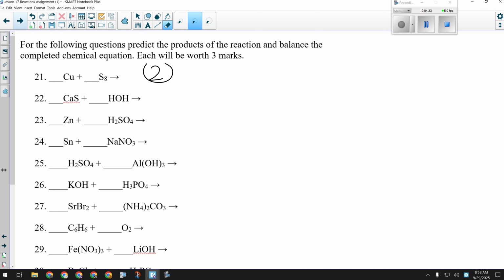Right. These ones, all you're doing is writing the formula form for the products. Okay, I'm not looking for this to be written out in words. You don't have to tell me what type it is. There's no mark for that. You obviously need to know that to balance or to predict it, but there's no mark for the type. Okay, so just write out, here are the products, okay, in formula form, balance the reaction, that's your 3 marks.